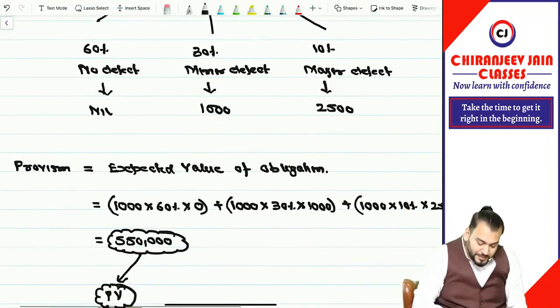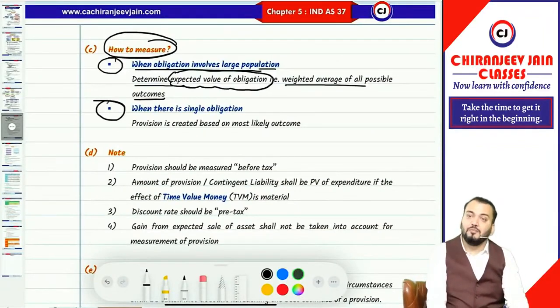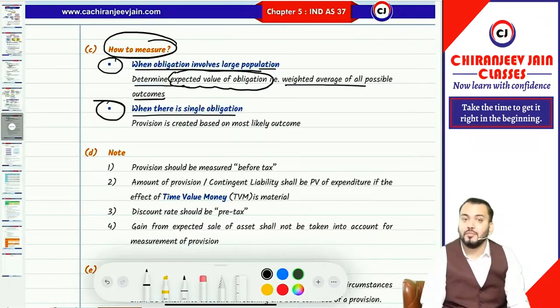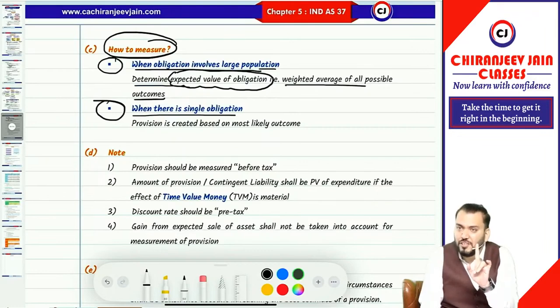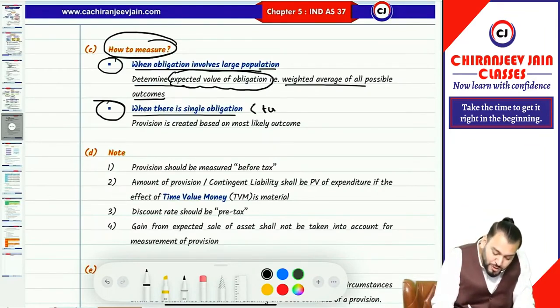Got it? Second, this point you have understood, when obligation involves large population. Second, when there is a single obligation, you understood? Single obligation, in bracket, item with two possible outcomes.